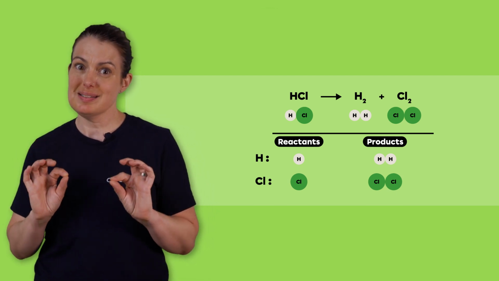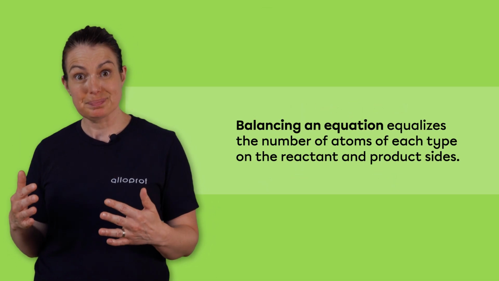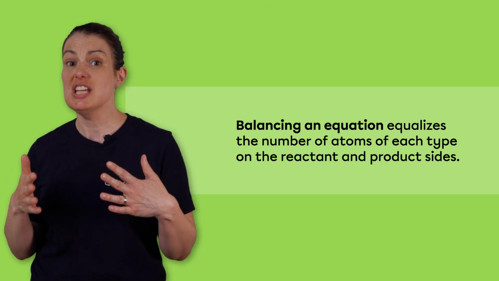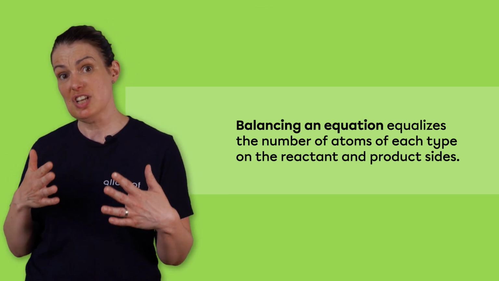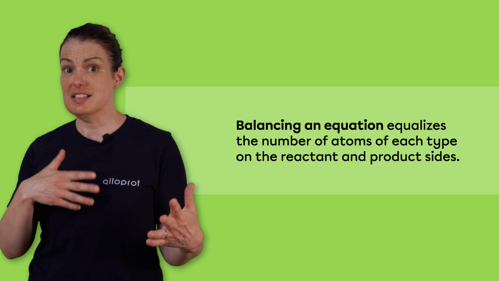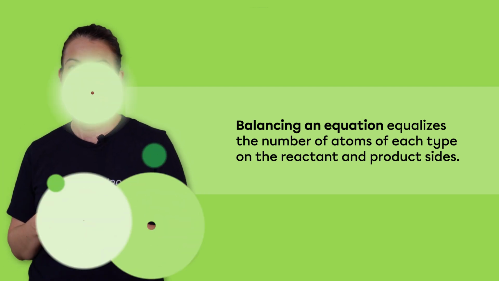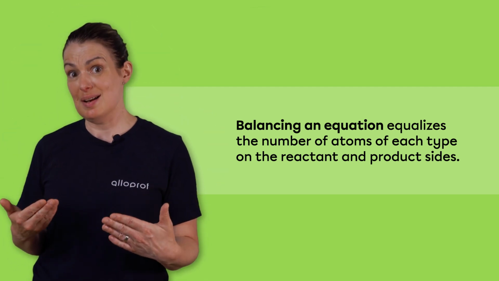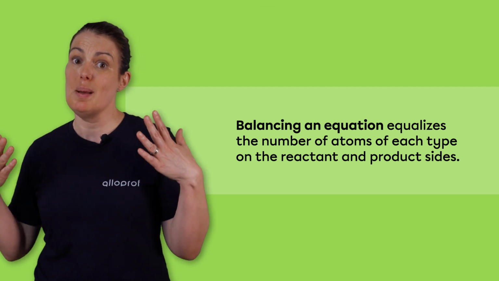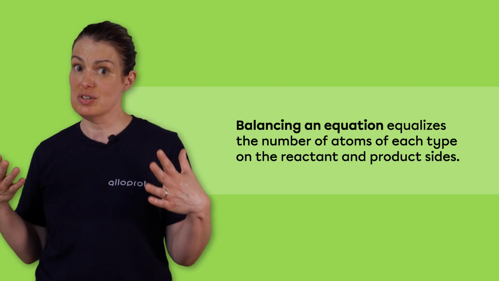This is where the balancing of a chemical equation comes in. Balancing an equation evens out the number of atoms on each side, so that it's the same on the reactant and product sides. This is because the number of atoms of each type must be equal on both sides to reflect the law of conservation of matter.